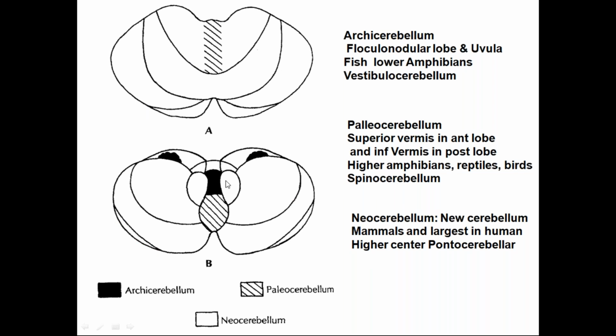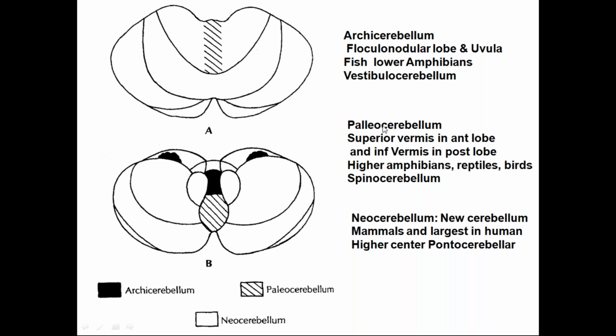On this side, what is there? Tonsil. So uvula, flocculus, and nodule will be forming the archicerebellum. This is a part which in human beings we find synonymous with the vestibular cerebellum. That means it carries sensory impulses from the vestibular ganglion and vestibular apparatus.